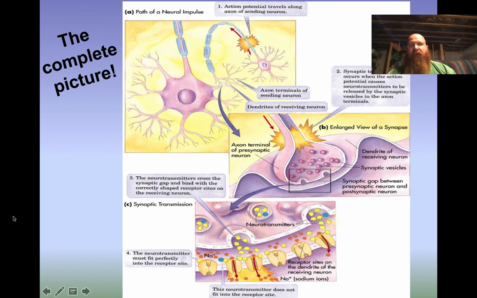This right here, if you want to, pause this and take a picture of it. This shows the entire process starting, and it's actually numbered. It starts with the action potential moving along the sending neurons, going into the axon terminals, hitting the synaptic transmission here. It gives you an idea, so if you want to take a look at that, I would suggest it.